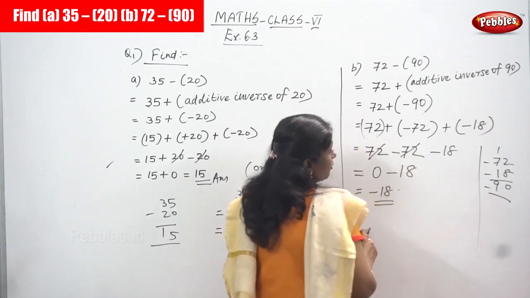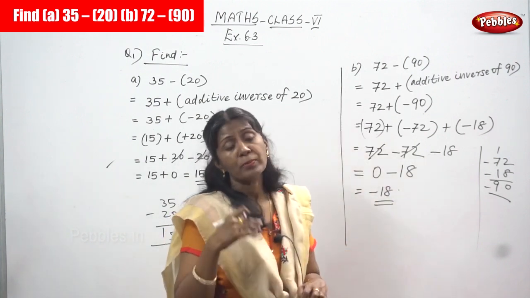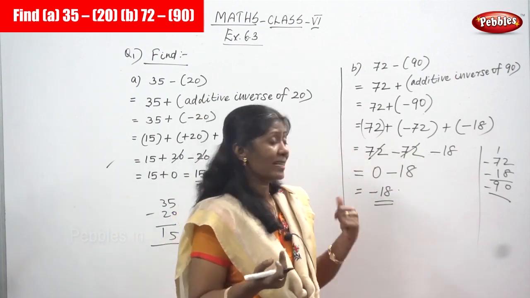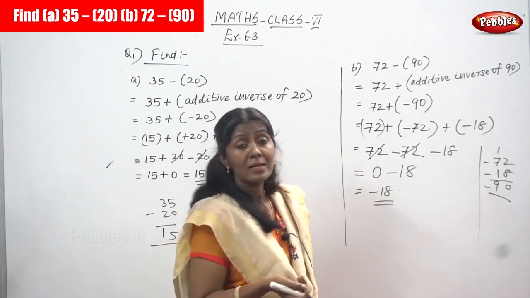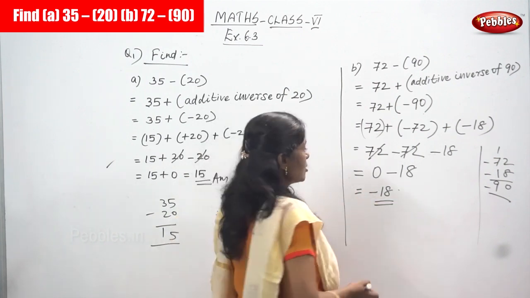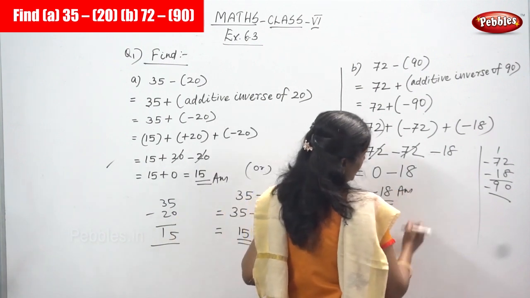I told you, if you add 0 with any number, you get the same number. Here I am subtracting 0 with any number, and I get the same number, that is minus 18. So minus 18 is the right answer for the question.